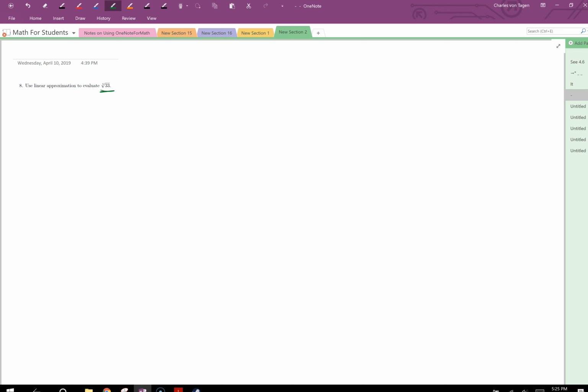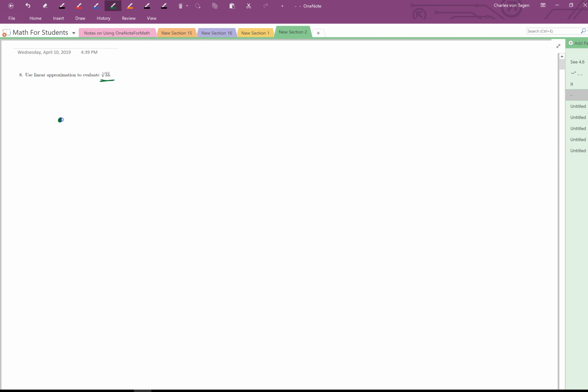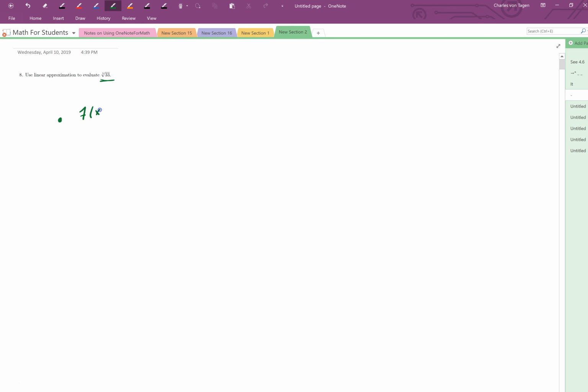Okay, so picking up with this, the first step in our bullet point was to come up with a function that mirrors the operation. So the function that mirrors the operation is the fifth root function, the fifth root of x.